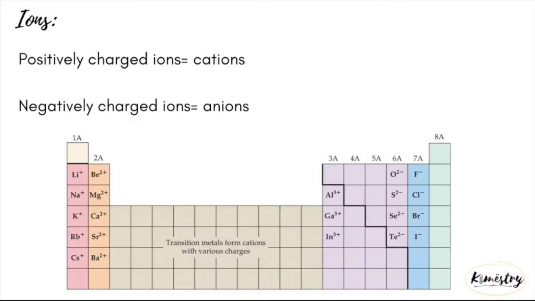Ions. In chemical reactions, atoms often lose or gain electrons to form charged particles called ions. Positively charged ions we call cations, for example, Na+, Ca2+. Negatively charged ions we call anions, for example, O2-, Cl-.